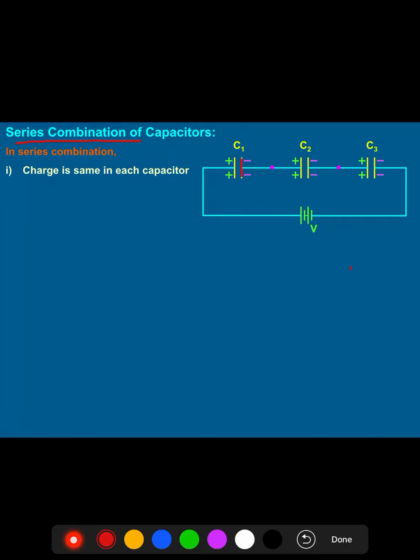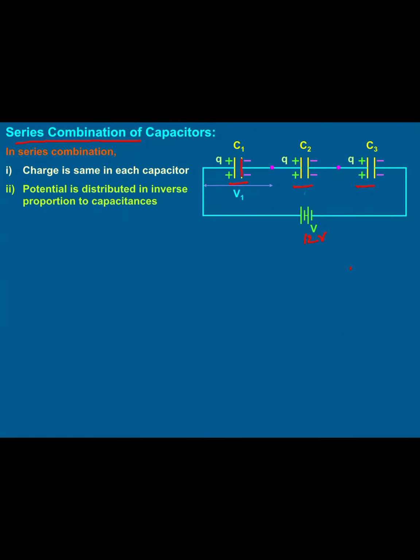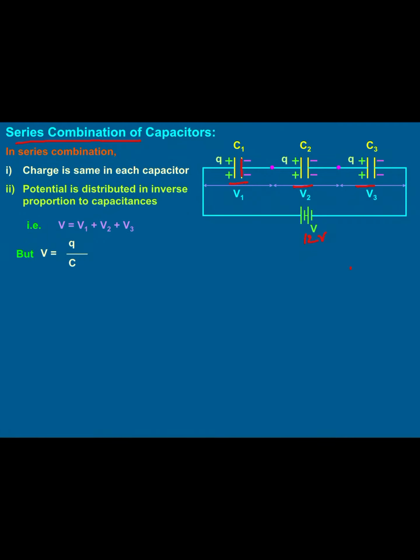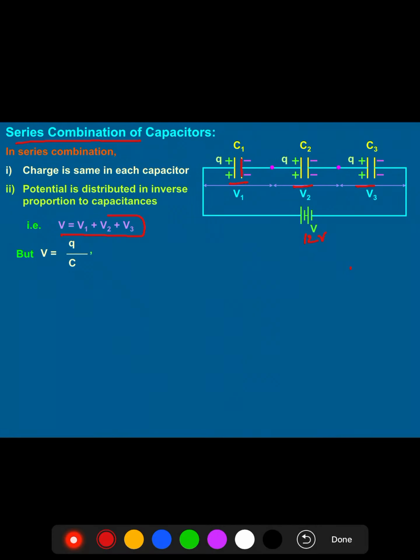In series combination, basically what happens, suppose the battery is of 12 volts, then this 12 volts gets distributed among three capacitances, here, here and here. We can say it is distributed in the form of V1, V2 and V3. Now the distribution is such that it is inversely proportional to the capacitance. That is, if more is the capacitance, less is the potential. So it is inversely proportional. Likewise, it gets distributed. So we can say that V is equal to V1 plus V2 plus V3.